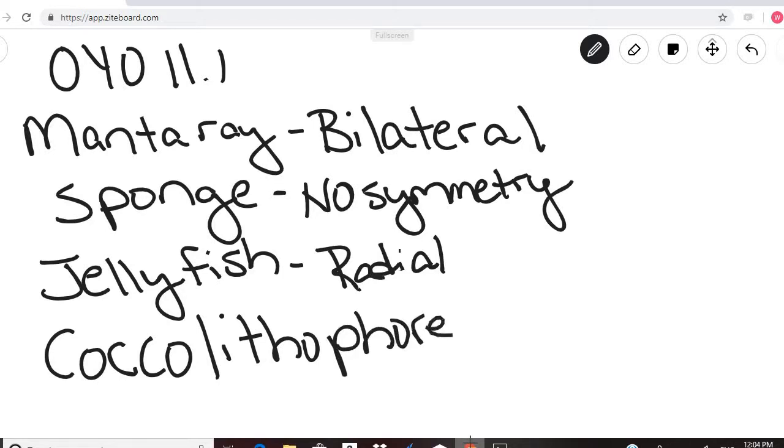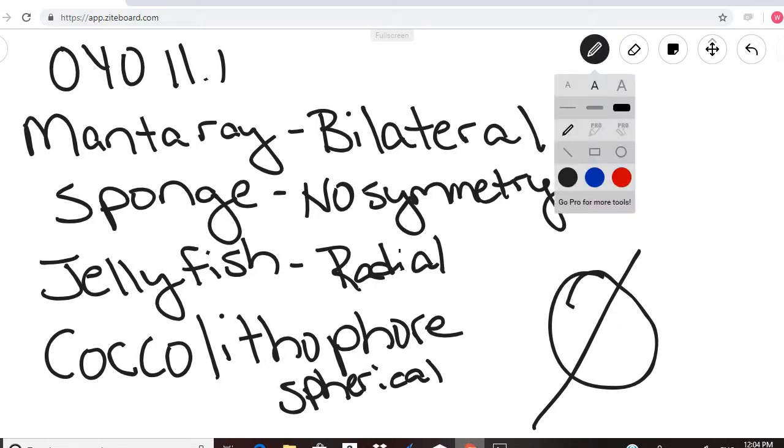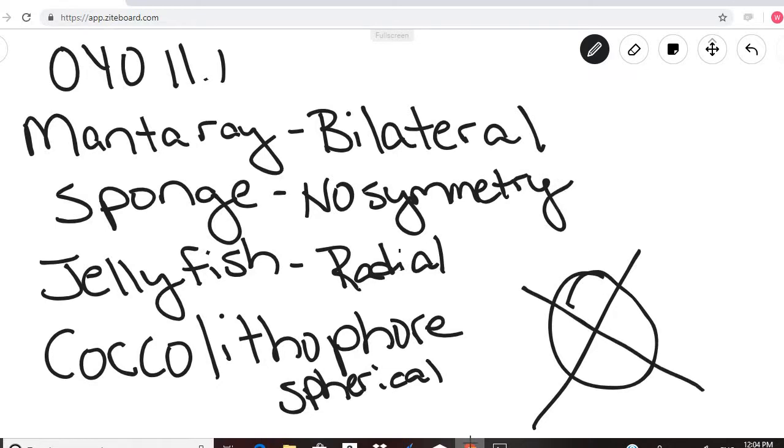And it's a spherical shaped organism, and therefore it would have spherical symmetry. You could draw any cut through the middle of this organism, and you would end up, I didn't draw that very well, but you would end up with identical halves for any cut that goes through the middle of the organism. Okay, so be sure you are familiar with those different types of symmetry within the animal kingdom.